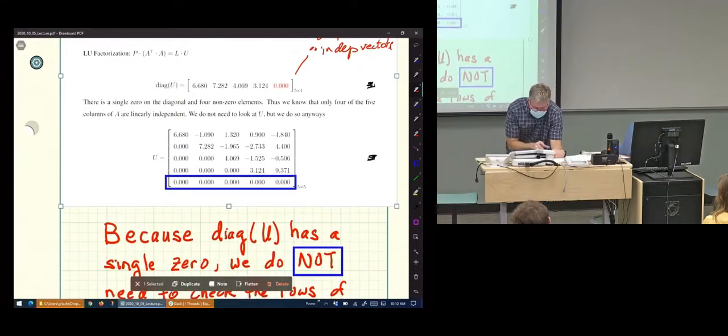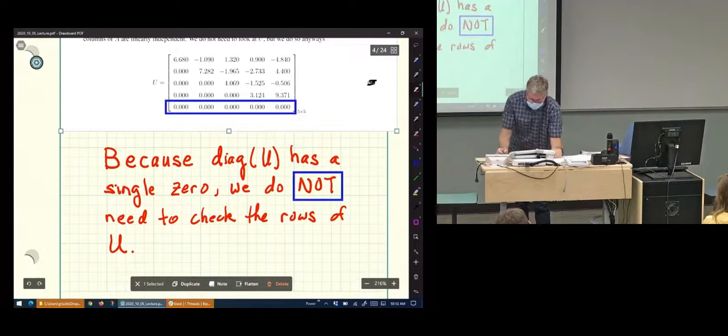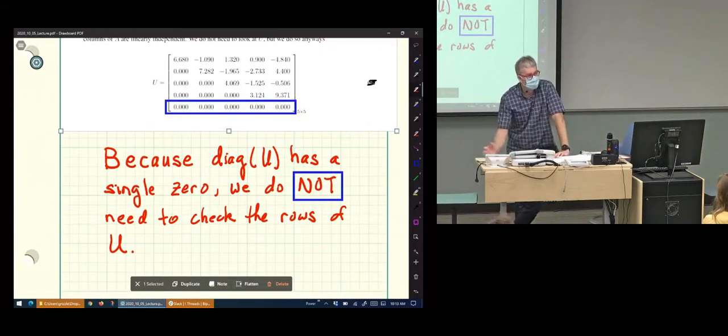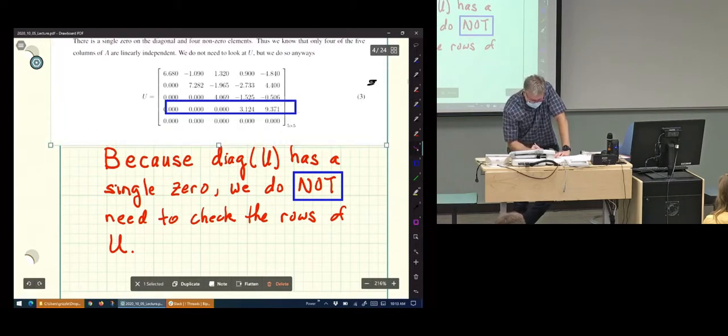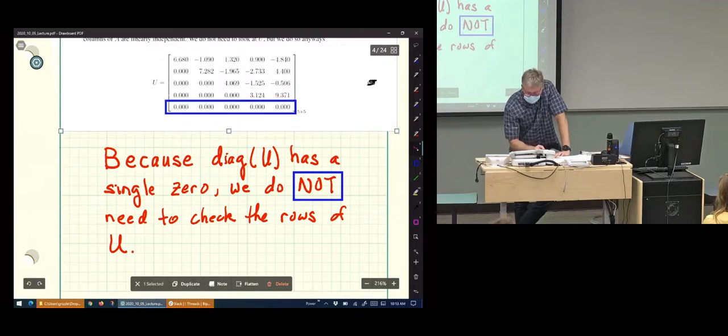Now, we did not have to look at the rows because when there's one zero, you don't need to bother doing it. But I just showed it anyway. We do not need to check the rows because there's only one zero element.